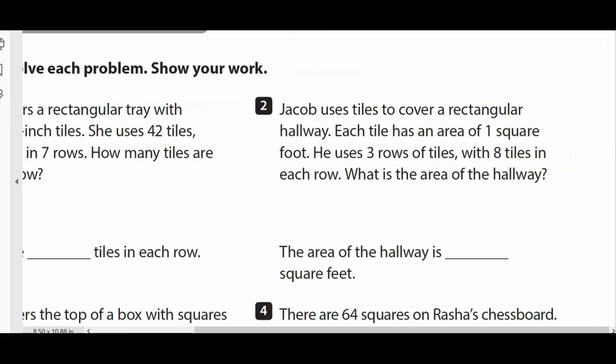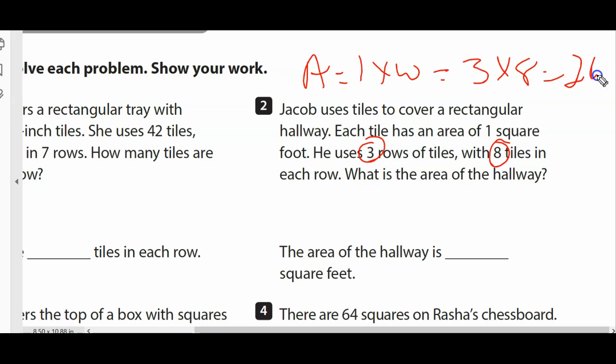Okay. Number 2 says Jacob uses tiles to cover a rectangular hallway. Okay. Each tile has an area of 1 square foot. Okay. He uses 3 rows of tiles with 8 tiles in each row. What is the area? How do you find area? Length times width. So here's my rows. And how many in each row? If area equals length times width, what's 3 times 8? 24. Okay.